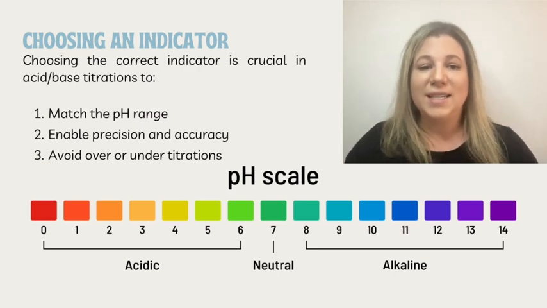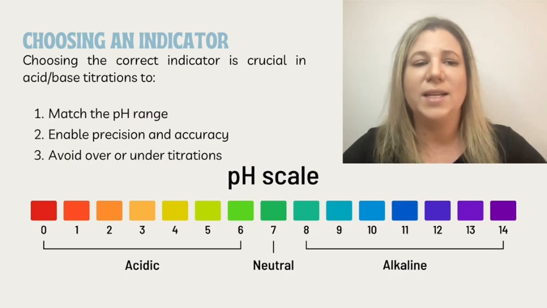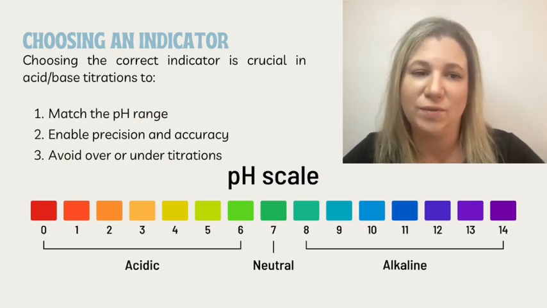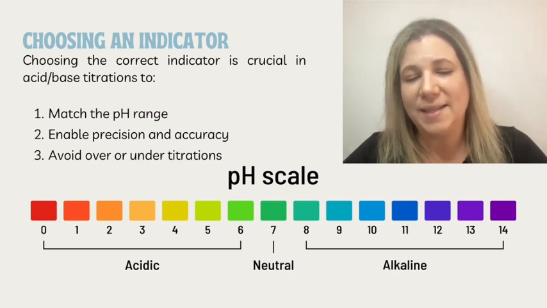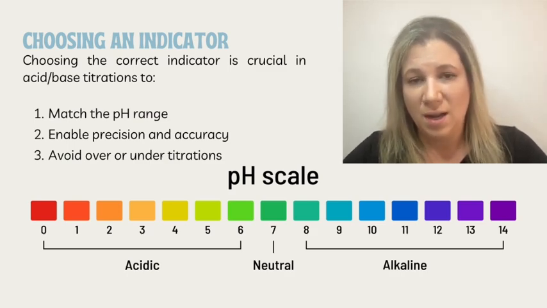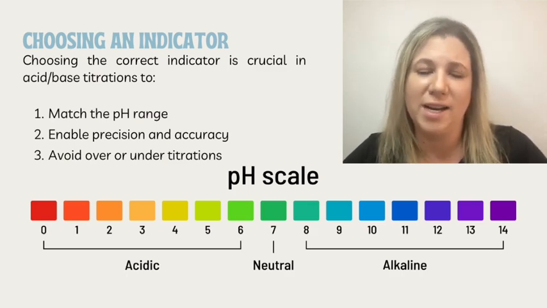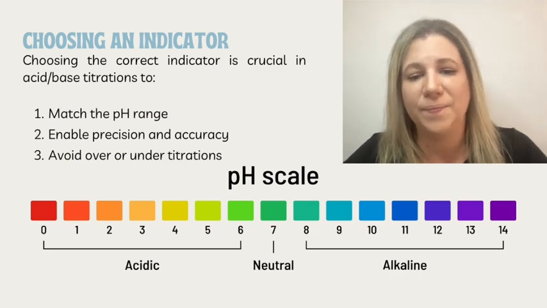So choosing the correct indicator is crucial in acid-base titrations because we need to be able to match the pH range that we are expecting in those reactions. If we choose the wrong indicator, then we won't be able to ensure precision and accuracy. And we also want to make sure that we're avoiding over-titrating or under-titrating. That is adding too much or too little of our titrant to the analyte.